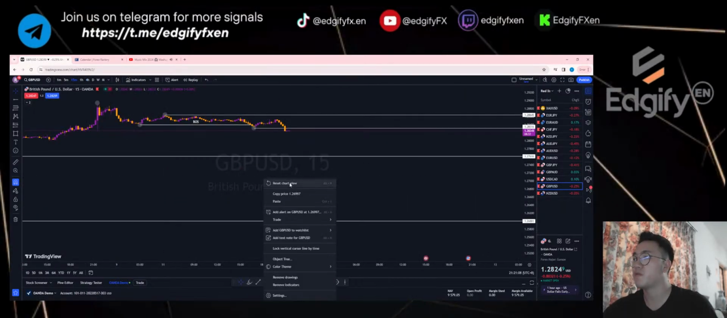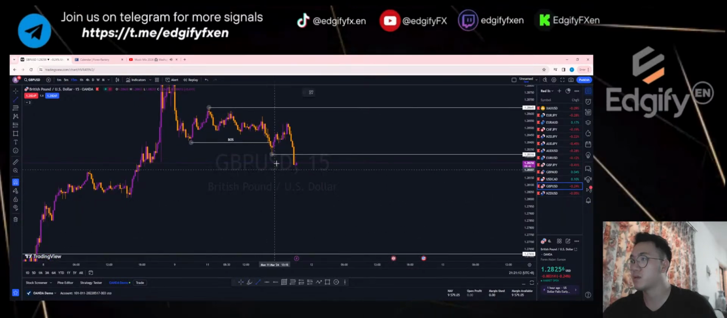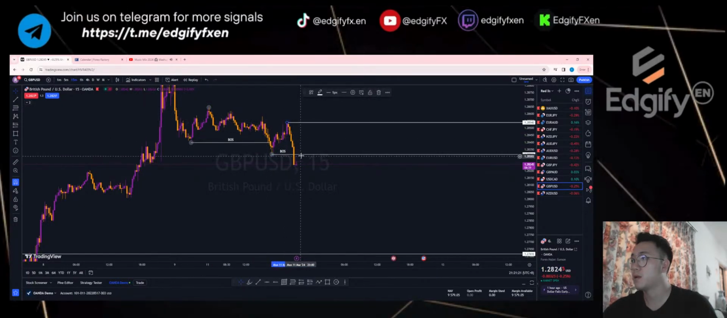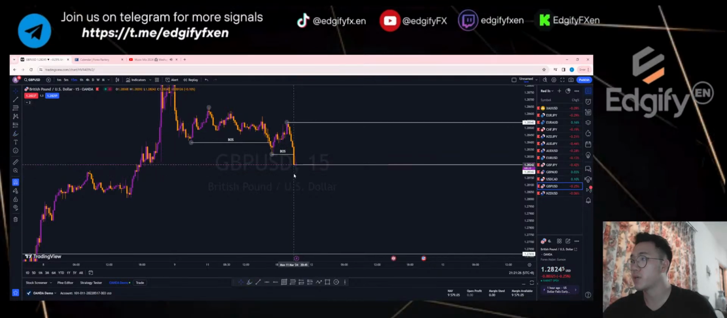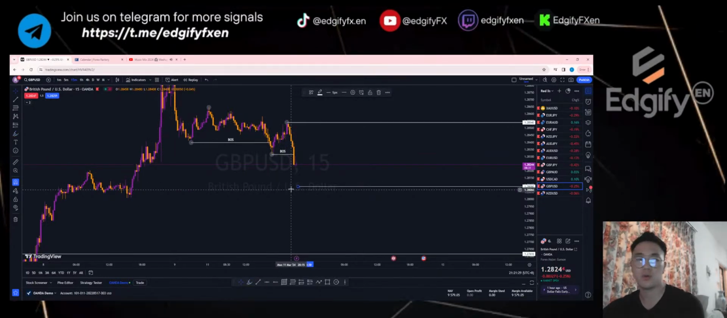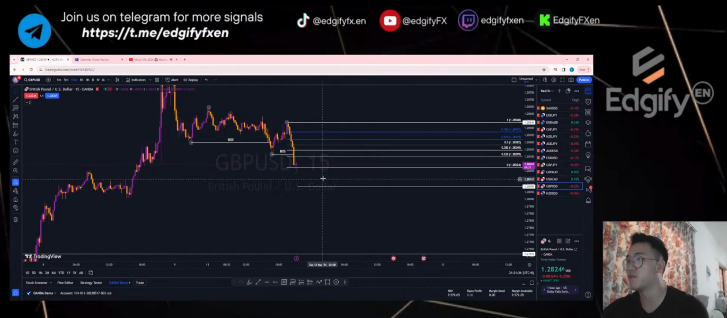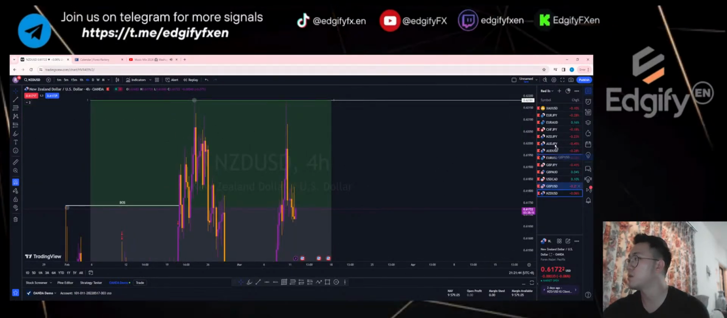GBP USD will be a 15 minute. Alright, we have a break. So right now we need to see how low this is going to go. The lower it goes, the better it is. So we have a much bigger range and a much better opportunity for us. Right now it's just something like this. And NZD USD would be on my hour 4 as well.